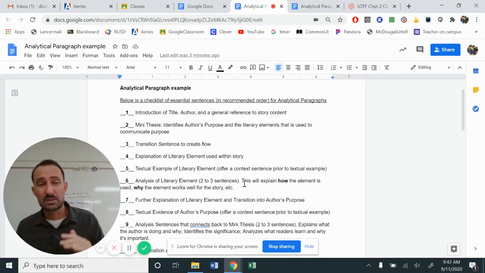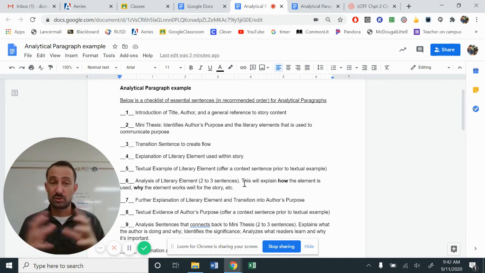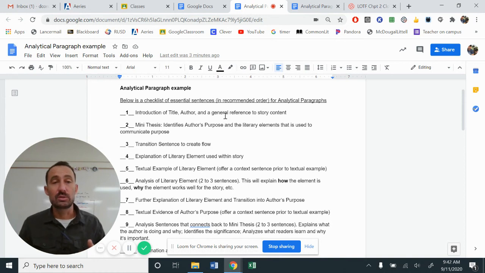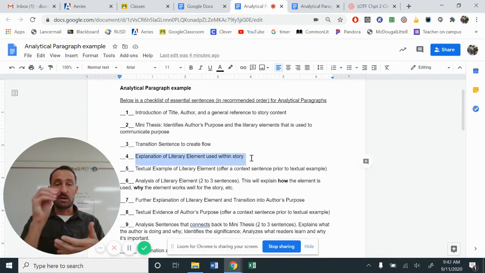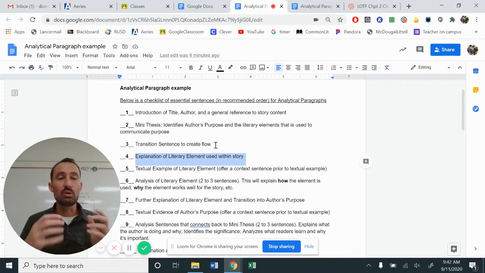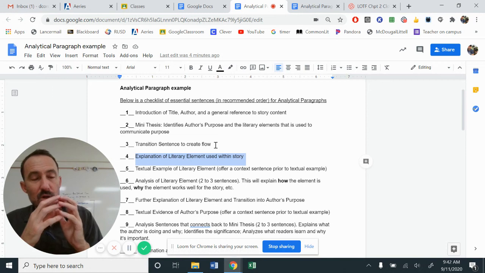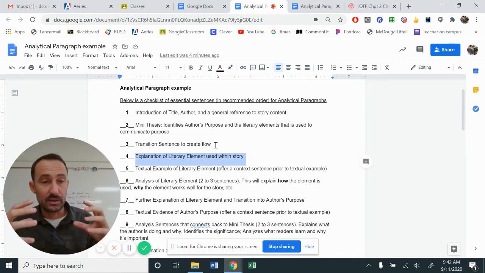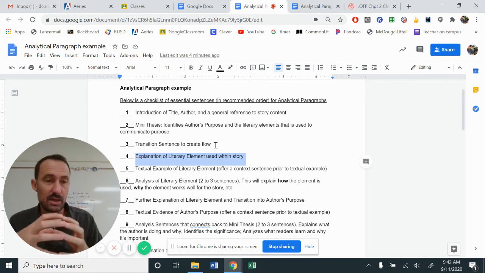If going down this checklist is almost too structured for you and you just need to pull back, grab a piece of paper and start writing, go for it. And then what you can do is go, okay, I need to find my explanation of the literary element. Okay, this would be my number 4, and you can mark it down. Your goal, ladies and gentlemen, is to discuss the author's purpose. What is that literary element in an in-depth, detailed, concise way?